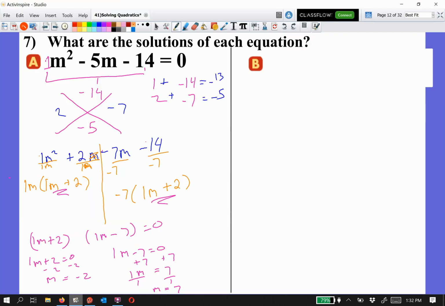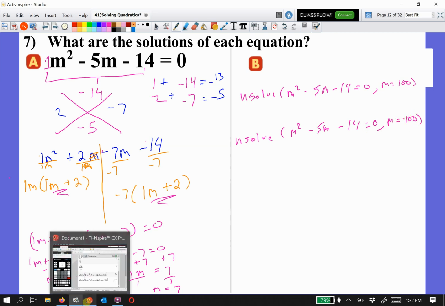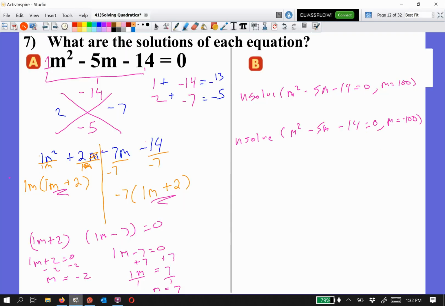Now I'm going to write this thing out. And solve m squared minus 5m minus 14 equals 0, comma, m equals 100. And solve m squared minus 5m minus 14 equals 0, comma, m equals negative 100. And then you're going to write your answers down. So 7 and negative 2.